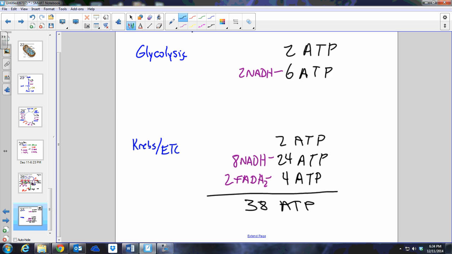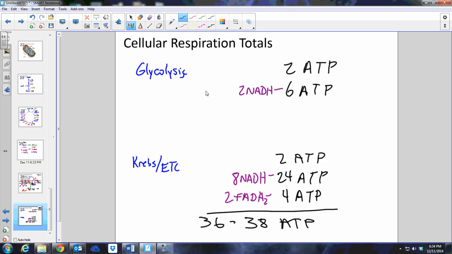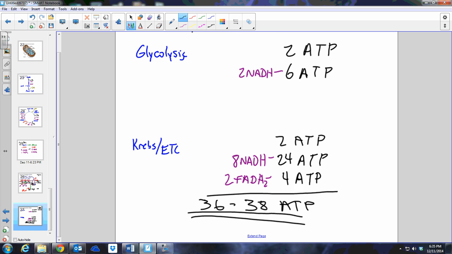Now, many textbooks will say around 36. And why do they say 36? Well, they'll say that the 2 NADHs that were made in glycolysis require ATP to get across the membrane of the mitochondria in order to go to the electron transport chain. So 36 to 38 is the commonly accepted total for the amount of ATP that is created in cellular respiration.